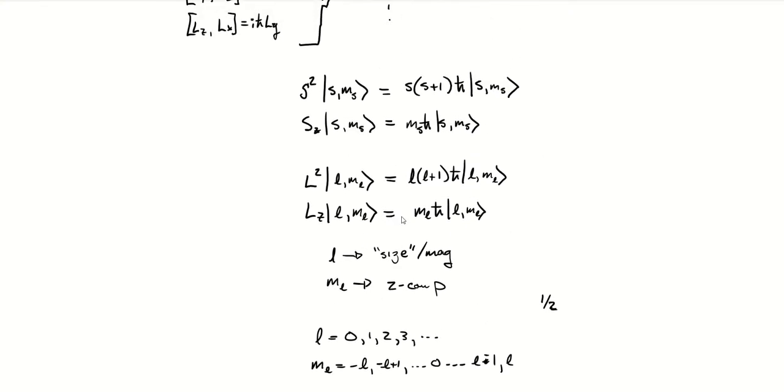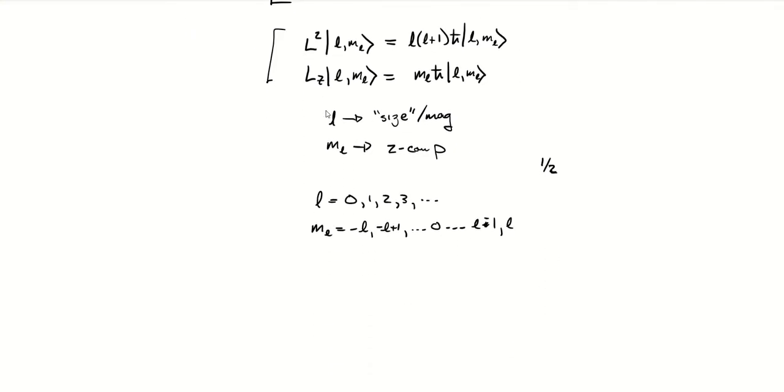It could be half integers. So that's one difference between the spin quantum numbers and the spin angular momentum that we were looking at last semester, and have been through most of our discussions, and the orbital angular momentum that we're discussing today.